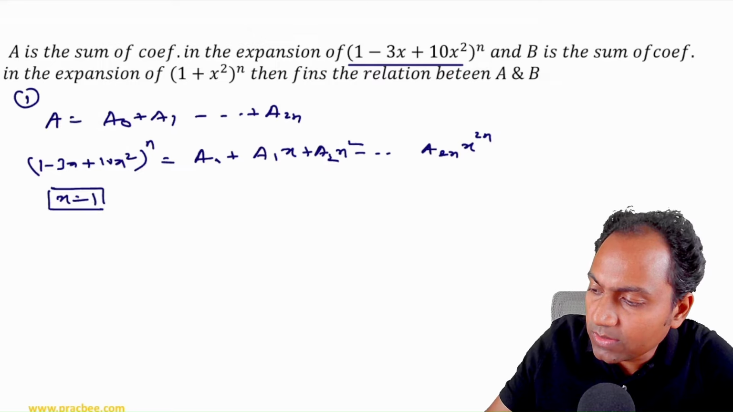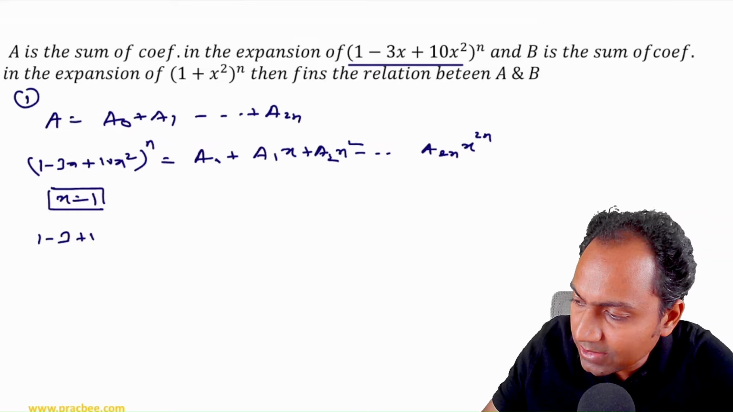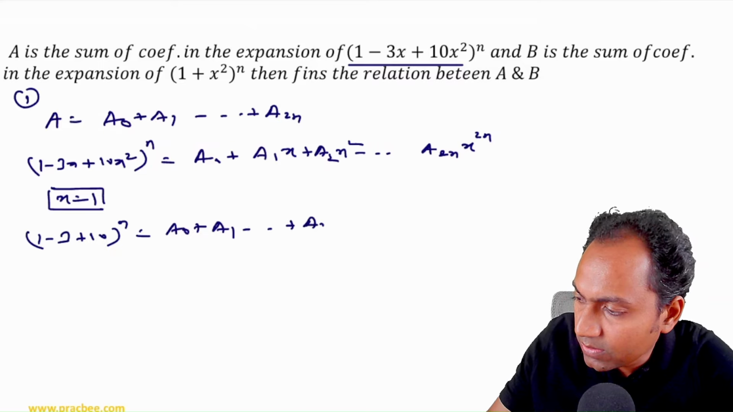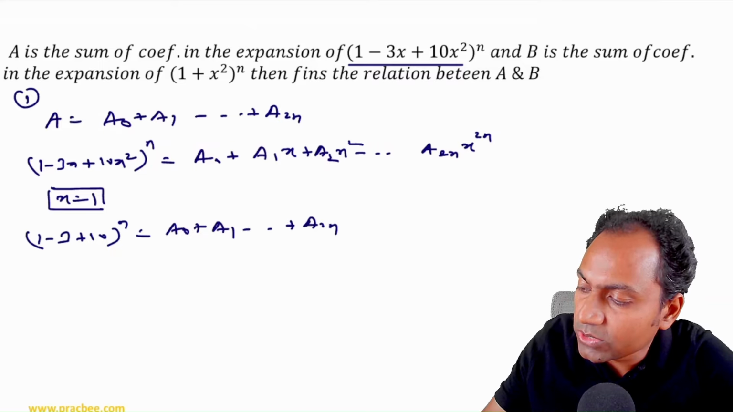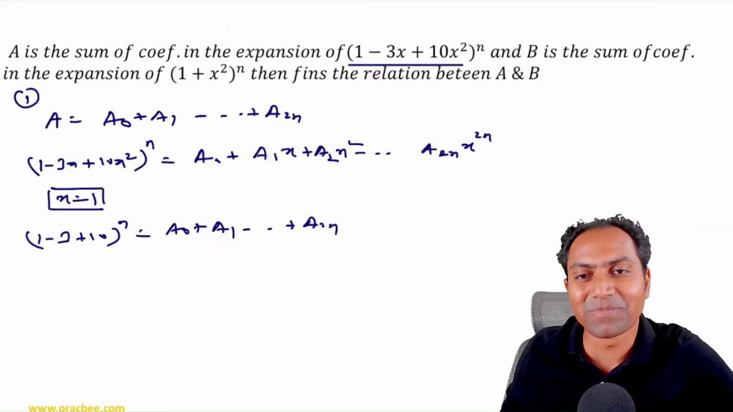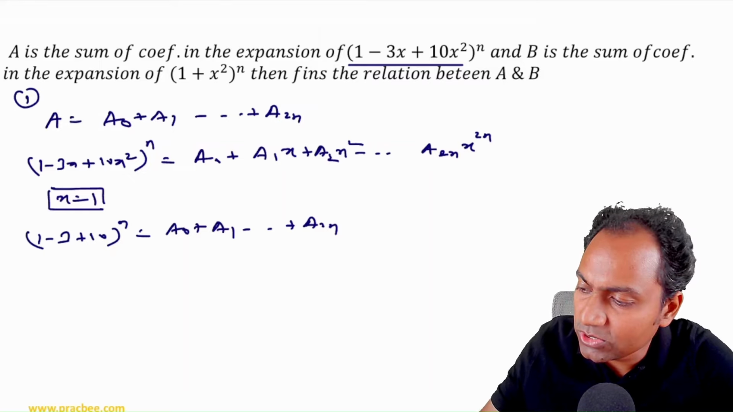Put x equal to 1. If you put x equal to 1 here, what I'm getting is nothing but 1 minus 3 plus 10 raised to the power n. And this becomes a naught plus a1 till a2n. If they want some constant into this, you can differentiate and write the subsequent answers, and that becomes a very important problem type in JEE Advanced level. But that trinomial question is not asked. This is a very simple question. Just put x equal to 1.